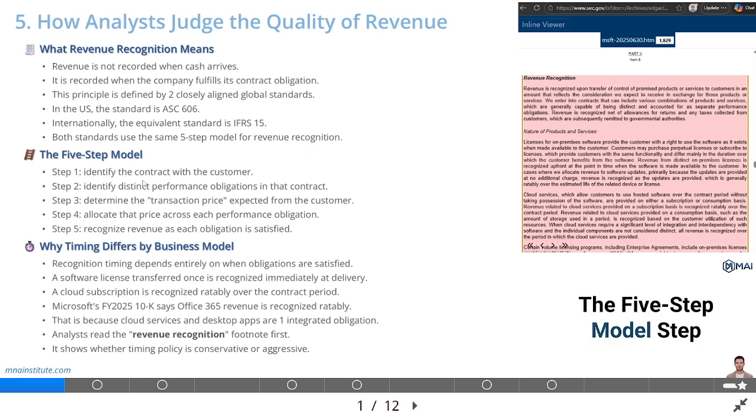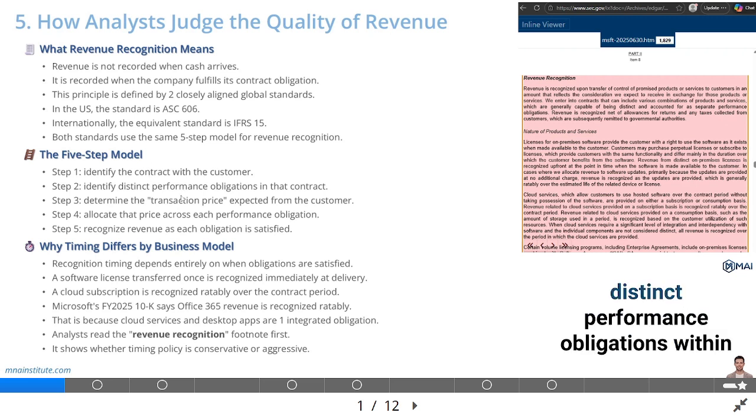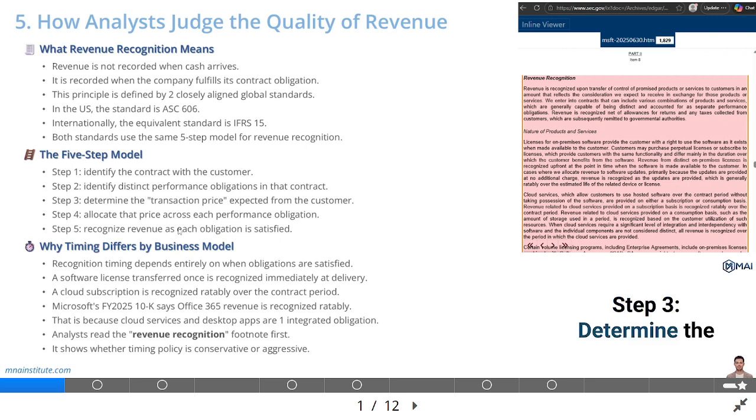The 5-step model. Step 1. Identify the contract with the customer. Step 2. Identify the distinct performance obligations within that contract. Step 3. Determine the transaction price, which is the total consideration expected from the customer. Step 4. Allocate that price to each performance obligation based on its relative standalone selling price. Step 5. Recognize revenue as each performance obligation is satisfied.